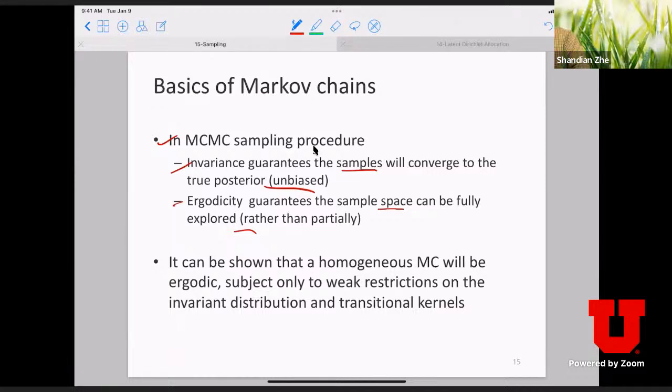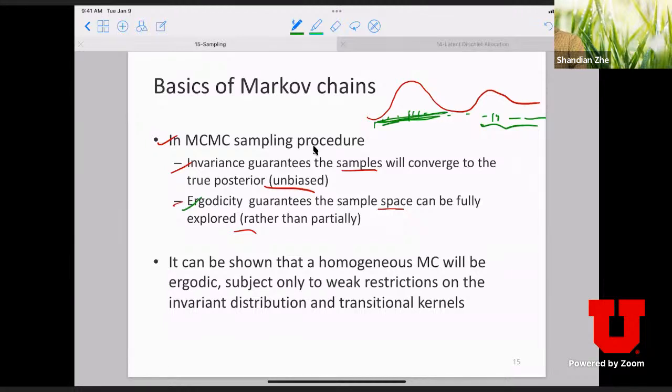That basically means if you have two modes, ergodicity guarantees that, although in practice it's very hard, your samples will go through the whole real line so that they can capture the two modes here. However, if your chain doesn't satisfy ergodicity, it is possible that it only generates samples along this region. It will never generate samples in another region, for the second mode.